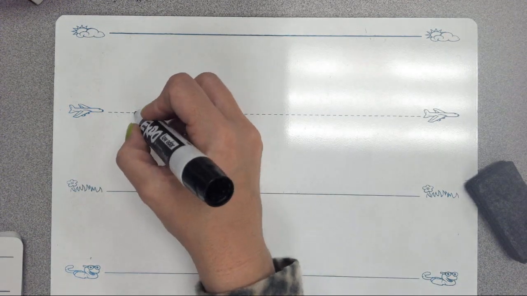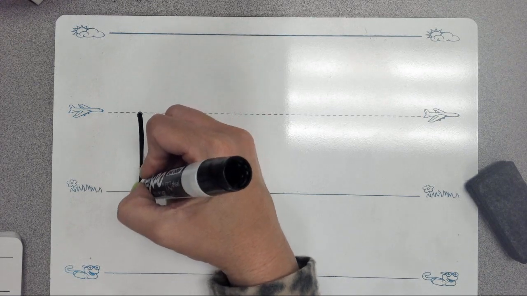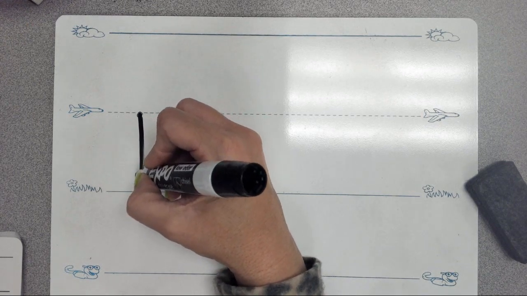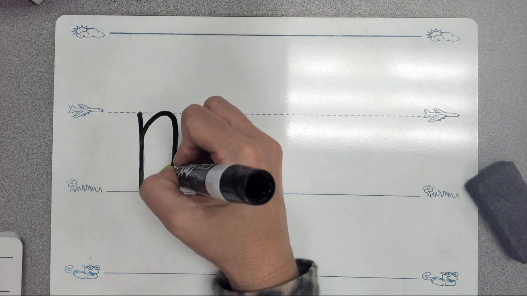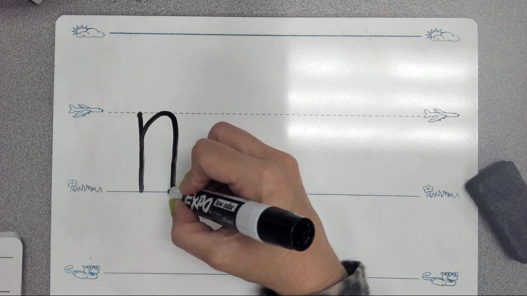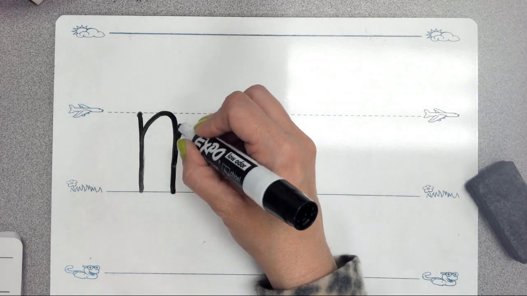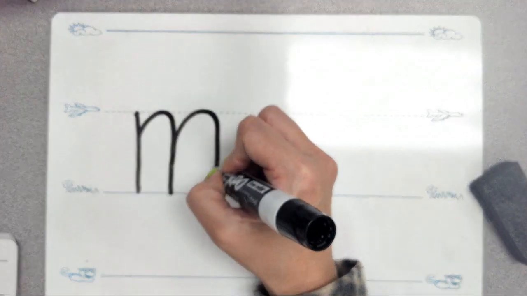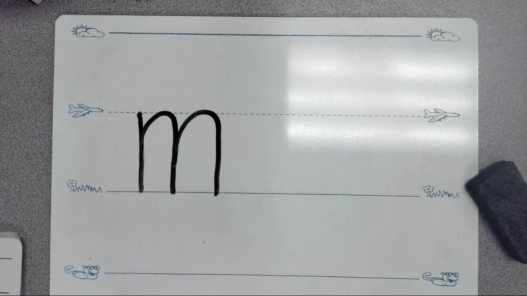Point to the plain line. Go down to the grass line. Trace back up to the plain line and make a hump. Make sure your hump goes all the way back down to that grass line. And then we're going to trace back up to our plain line and make a second hump back down to the grass line. M, man.